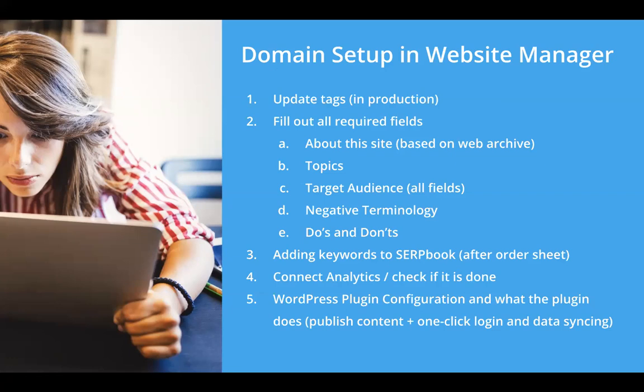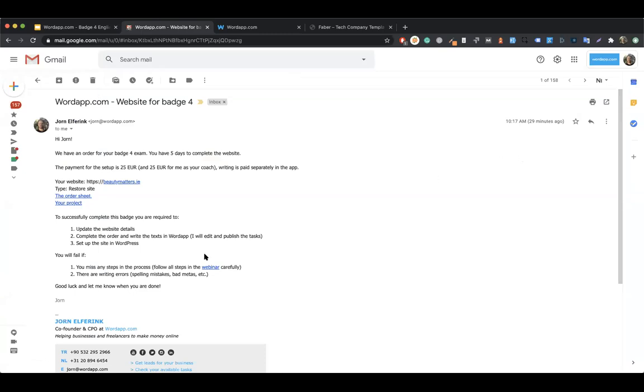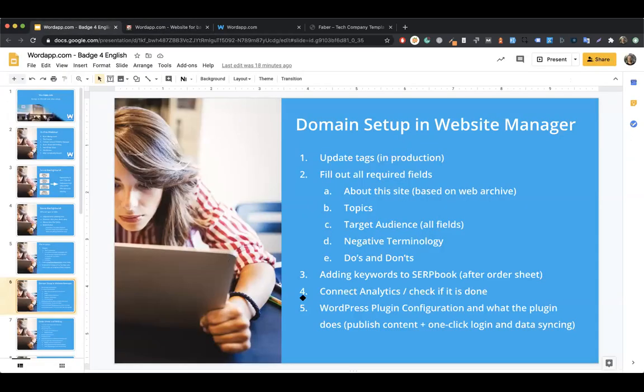I'll just close the presentation for a minute and switch to the email. This is the email that you will get from me, to me in this case. Here I have the website that I'm building. The type, this is a restoration site. Most of you will get a restoration site to begin with. It has a link to the order sheet, and it has a link to the project. So the first thing I need to get started with is setting up everything in the website manager.